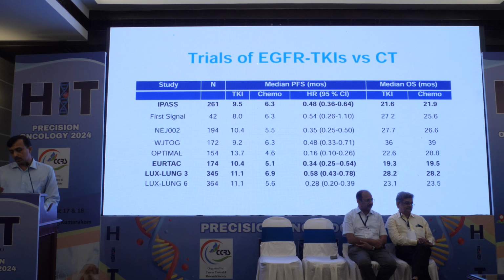All these trials were read out over a period of maybe 6 to 7 years, one by one, and all of them showed similar results: the responses were much better with the EGFR TKI. The PFS was uniformly around 9.5 months, the lowest was 8, but mostly around 10 to 11 months. For the overall survival, because of the crossover in the trial designs, we are not seeing a major difference. So that was the review.